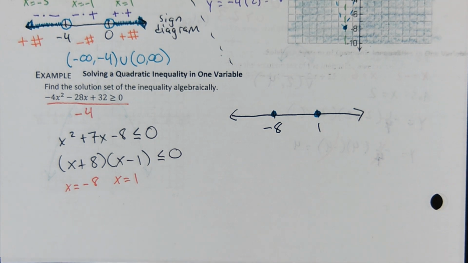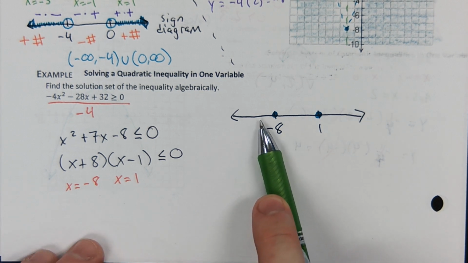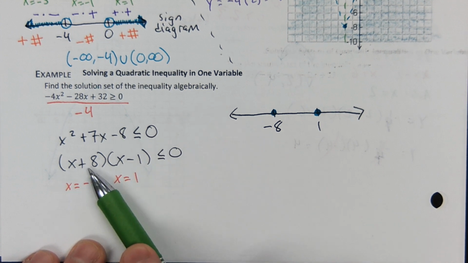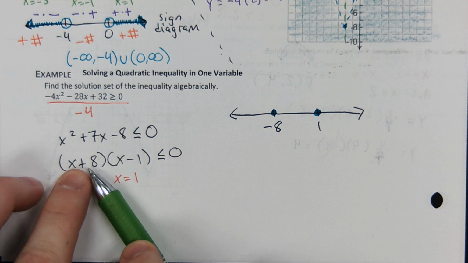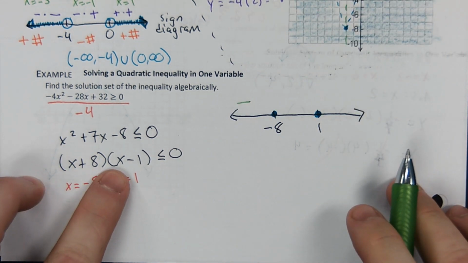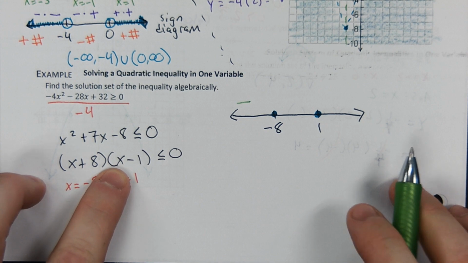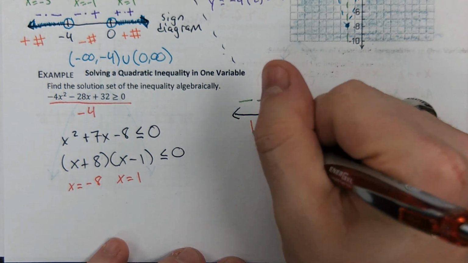Time to test the zones. And I'm not actually going to write anything down other than symbols. I'm going to grab a number to the left of this, like negative 9. Negative 9 plus 8, positive or negative? Negative. Negative 9 minus 1? Negative. The product of two negatives? Positive.